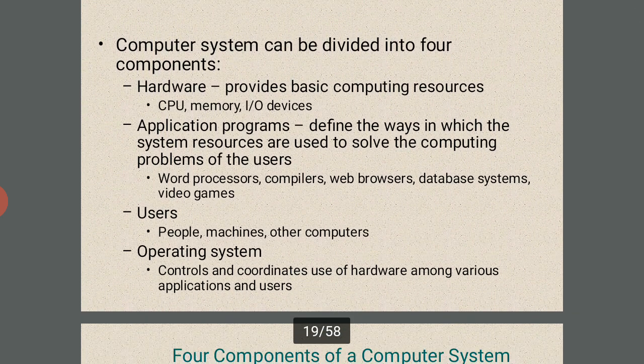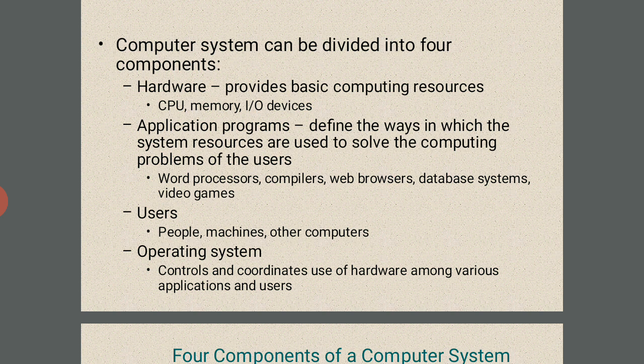Role of operating system. A computer system can be divided into four components. So what are they? They are hardware. What is hardware? It provides the basic computer resources: CPU, memory, and input output devices. Just like we already discussed, the physical component of a computer is called hardware, including the central processing unit, memory unit and devices.